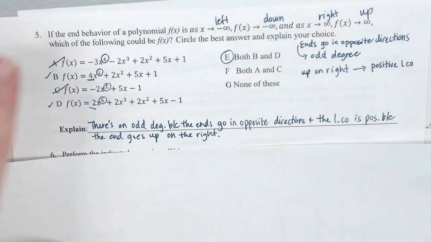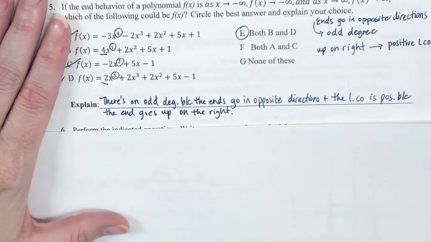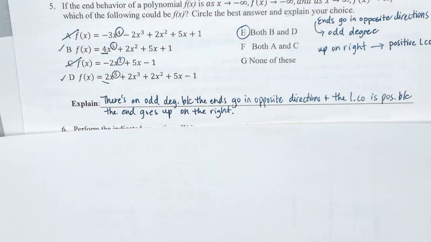Okay, now really I wrote this out twice. You only need that out once. But you need to say something about the odd degree, which happens because the ends are going in opposite directions, and then the leading coefficient is positive because on the right side it's going up.